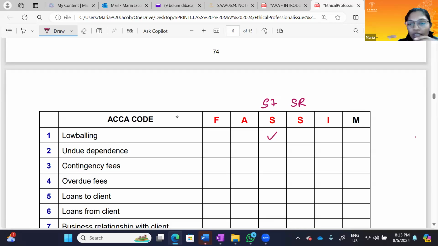I have the notes. In case you can't remember, please refer to the notes. Undue dependence is a situation where you are depending too much on one particular client. If you have undue dependence on one particular client, it creates self-interest, but it will also give an intimidation threat.